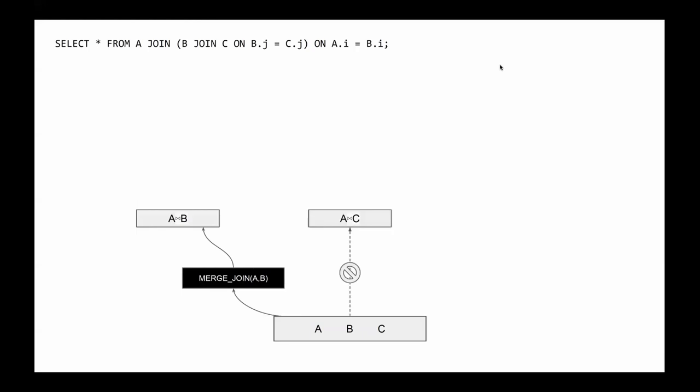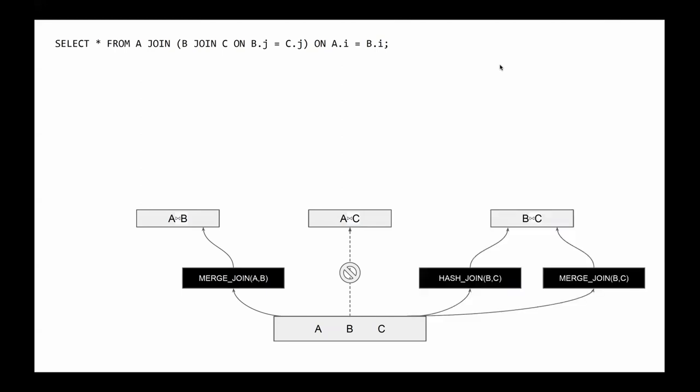And for A join C, we don't try to make joins with them, because we found that there is no join clause between them. And then for B join C, we create two paths and discard the inferior one.